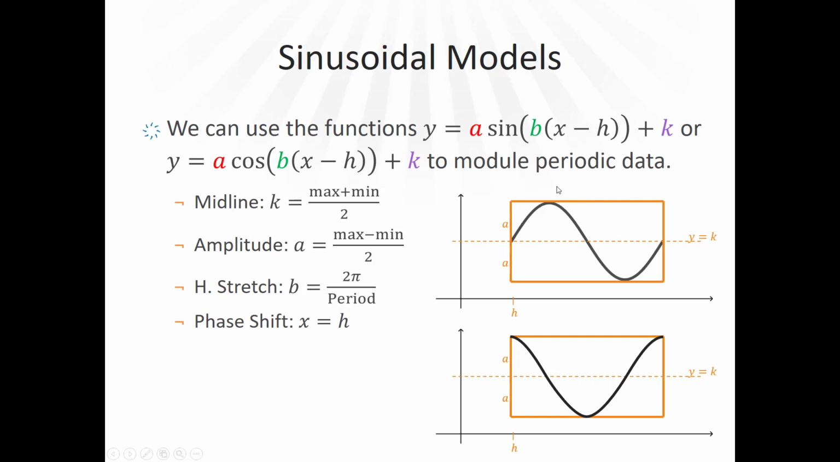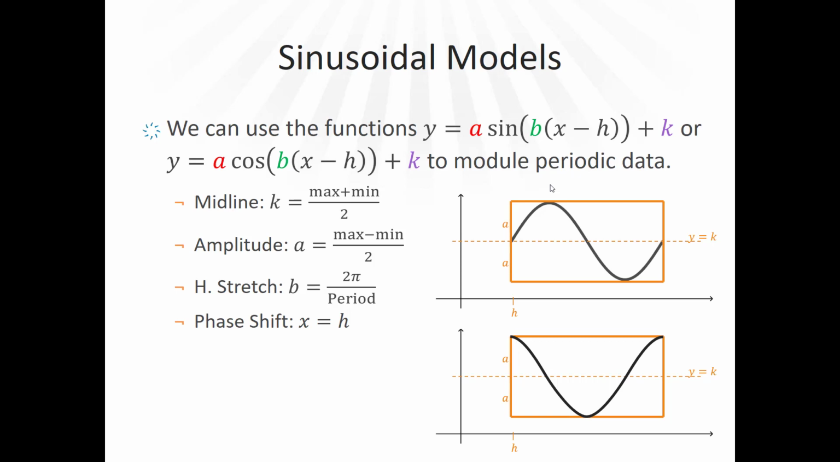The easiest way to compute that was the horizontal distance from maximum to maximum. Or you could also do the horizontal distance from minimum to minimum. Or you could take the horizontal distance from one max to the next minimum and then double that, and that will give you the whole period. And then we defined the horizontal stretch, which was the b in our equation. We take 2 pi and we divide it by that period.